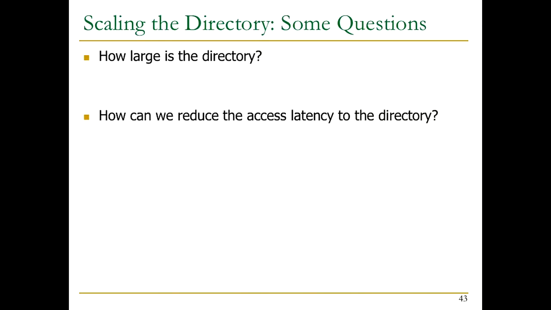How many blocks do you have? If you have a 32 gigabyte memory system, which is really small, and each block is 32 bytes, let's say, that's 1 billion blocks. So the directory needs to keep track of 1 billion blocks. And if you have 1,000 processors in the system, did I do the calculation right? 32 gigabytes divided by 32 bytes, that's 1 billion, right?